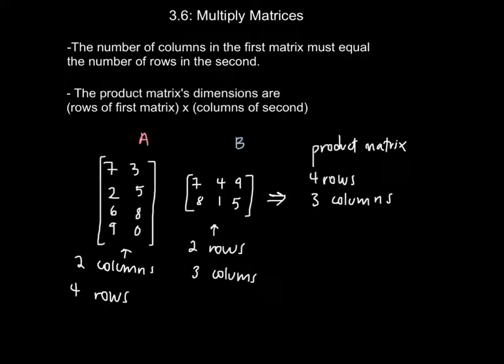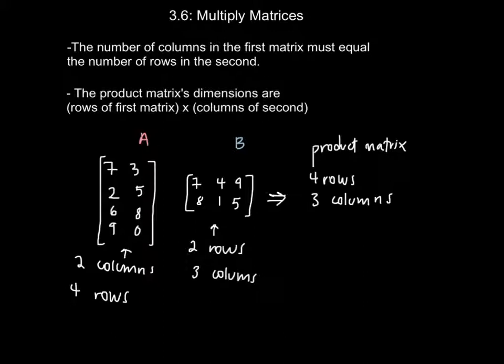So 3.6 is multiply matrices, and we have a requirement for multiplying, that is, the number of columns in the first matrix must equal the number of rows in the second. So we have two matrices here, and the first one has two columns. The second one has two rows, so therefore, yes, we can multiply them.